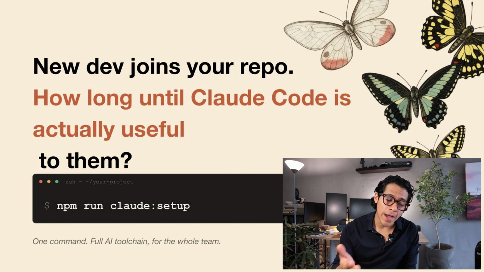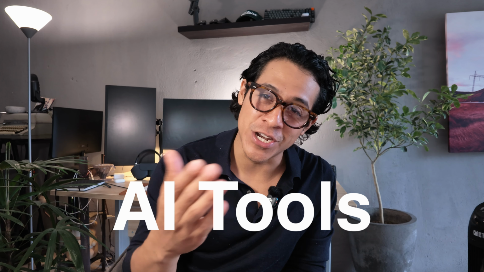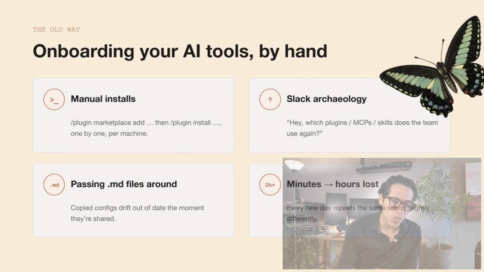So every time you join a new team or a new project, you need to set up your local environment. And depending on the project, this can take anywhere from a few minutes to several hours. Now, you also need to set up your AI tools. So instead of manually installing every skill, plugin, and marketplace, asking your coworkers which tool they use, or sharing .md files through Slack, you can configure a single command that handles the entire setup for you and your team.